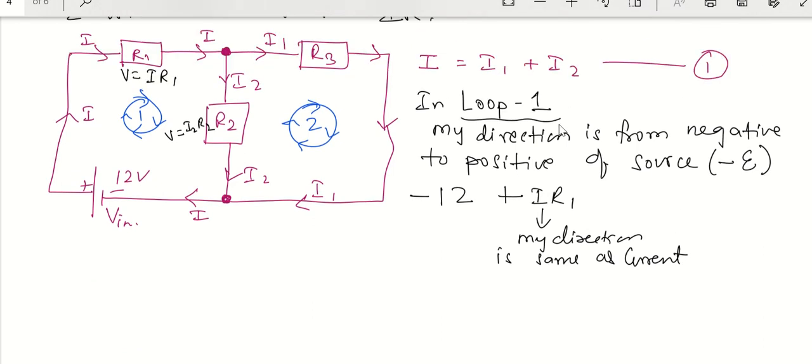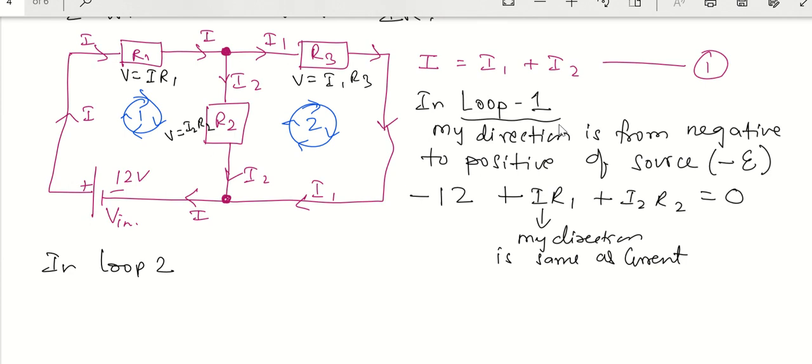Now come to the next part here. I am moving down, current is also moving down. See, both are same. So again I have to take this as positive, which means I have to take again plus. I have to write here I2, I have to write here R2, and then I have to put 0. So exactly same way I have to do now in loop 2 also. In loop 2 again, so I have 2 now here. So I can write here also V is equal to I1 R3.